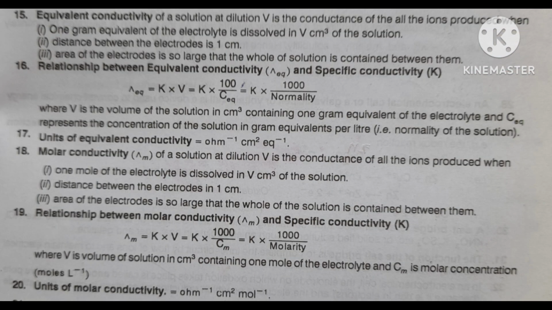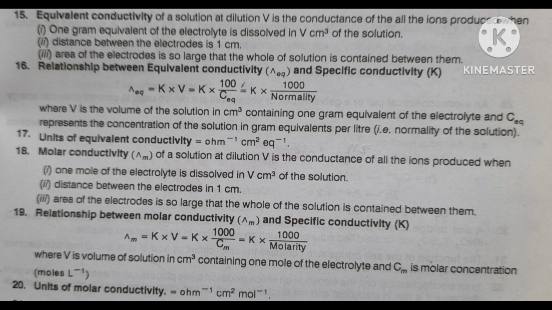That is very, very important. The relation between equivalent conductivity and specific conductivity. Specific conductivity is denoted as K, or sometimes kappa also. Now equivalent conductivity is represented as Λ_eq. EQ means equivalent, small e, small q.